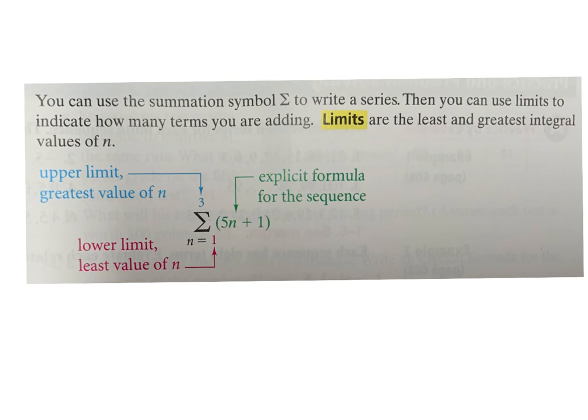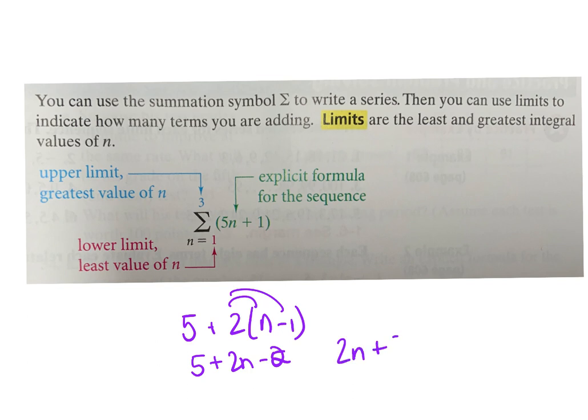Then you have an explicit formula, just like we did with our cross stitching, right? If I had simplified that, so I had 5 plus 2 times n minus 1. If I had simplified this, right, I would have done this, 5 plus 2n minus 2, not 5. Then I would have had 2n plus 3, and that would be my simplified explicit, right?